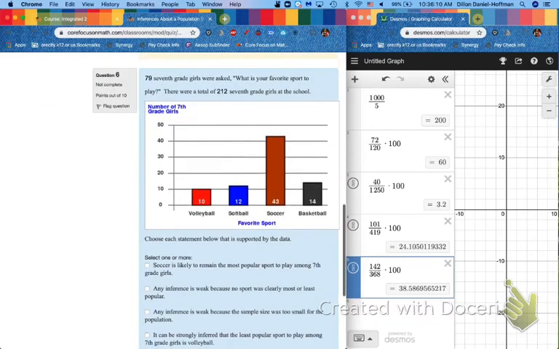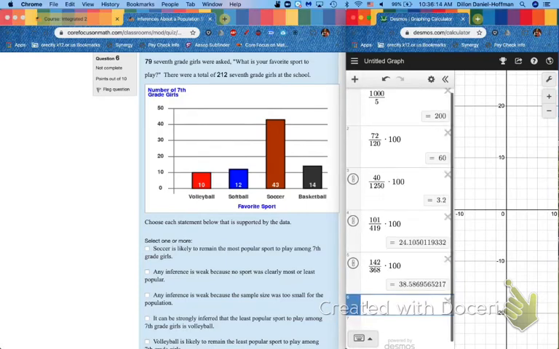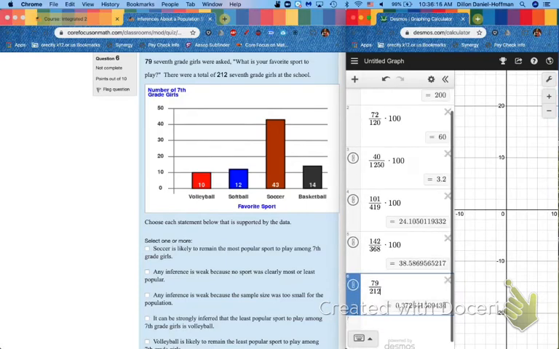All right, the next one, we have 79 out of 212. Again, we're checking for just 20%. And I'm not even going to multiply by 100. You can see the pattern now. Ends up being 37.2% over 20. And look at soccer sticking up like a sore thumb. So volleyball and softball are getting really close together, just 2 apart. That could be easily made up from the rest of the students.